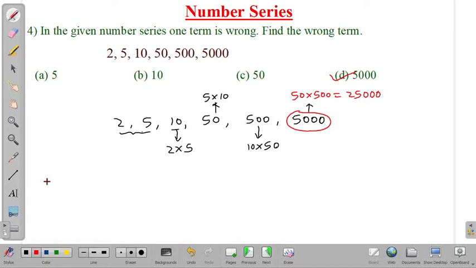So we can write the pattern here. What is the pattern? We can say that each term is equal to the product of two preceding terms, right? Two preceding terms.